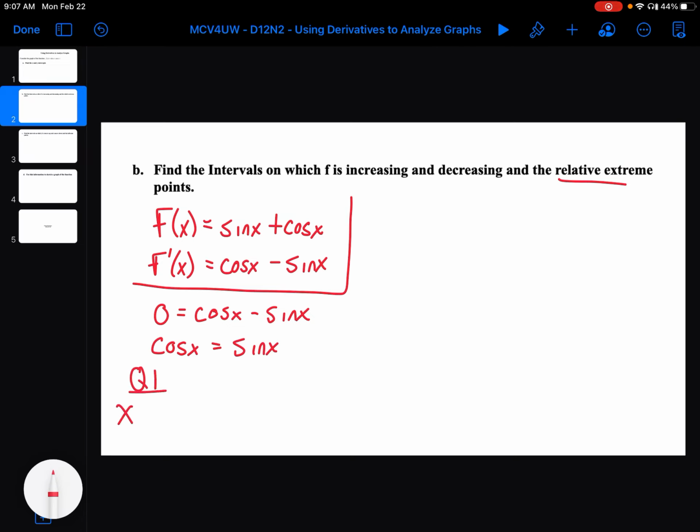So in quadrant 1, x is equal to pi by 4. In quadrant 3, x would be equal to pi plus pi by 4. Okay, we're still using that relative acute angle of pi by 4. So here we have 5 pi by 4. Okay, so those are our relative extreme points.